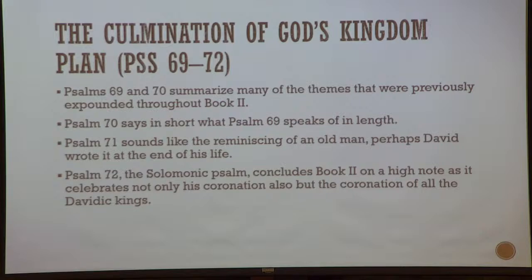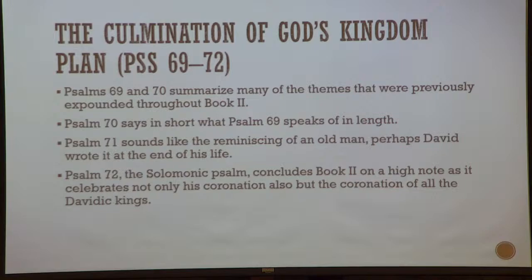Book 2 is Act 2. It's escalating that conflict, and we're getting more faces to the enemy than what we had in Book 1. So do you see why I'm calling it the escalation of the conflict? Like we're seeing more friction going on. 71 sounds like an old man reminiscing. Perhaps David wrote it later in his life.